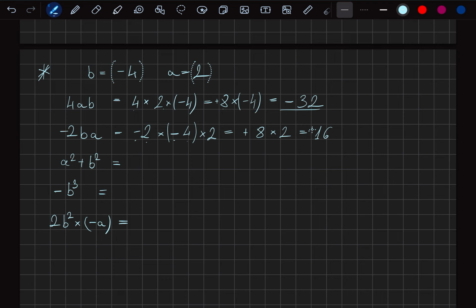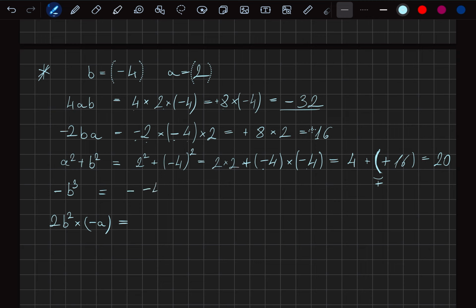A square plus b square, 2 to the power 2 plus minus 4 to the power 2. Okay, so it's 2 times 2 plus minus times minus 4 times minus 4. Oops, sorry, like this. Minus times minus, it will be plus 16 plus 2 times 2, it's 4. Plus and plus next to each other, it will be a plus sign, okay? So 4 plus 16, it's 20.